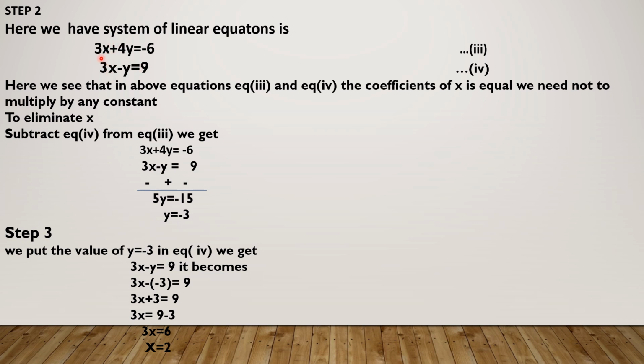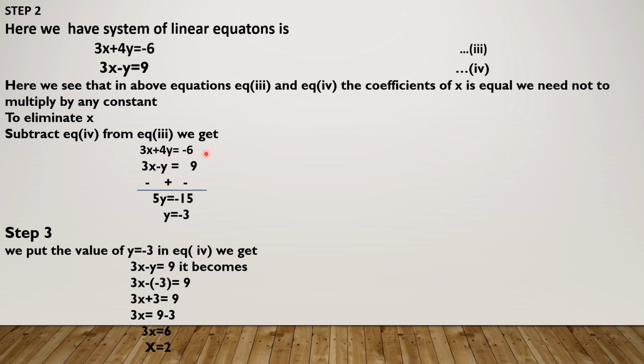So here we check that the variable x has equal coefficients in both equation number 3 and equation number 4. The variable x has coefficient 3 in equation number 3, and the variable x has coefficient 3 in equation number 4. So here we need not multiply by any constant in equation number 3 and equation number 4. So here we do subtraction directly. To eliminate x, we subtract equation number 4 from equation number 3.